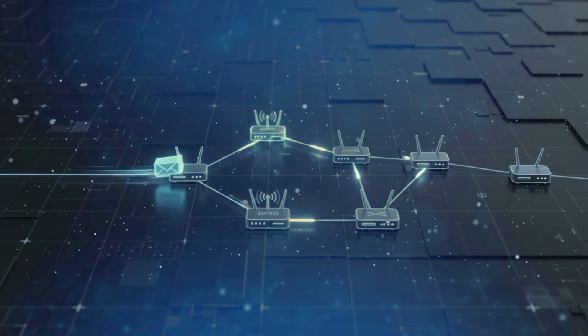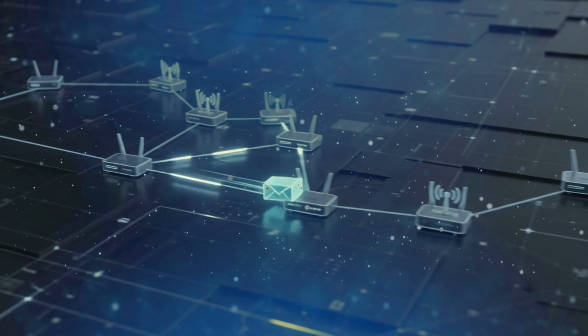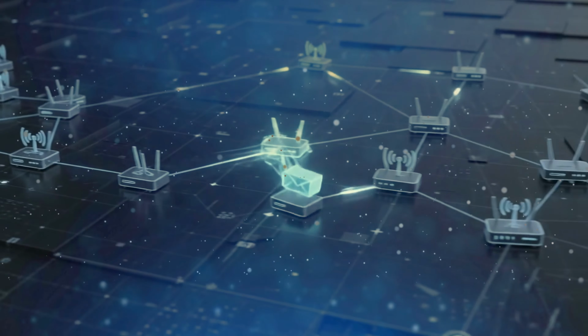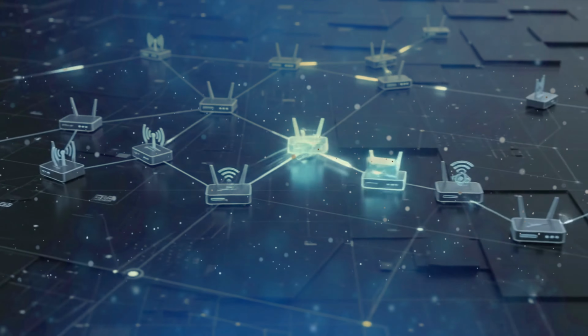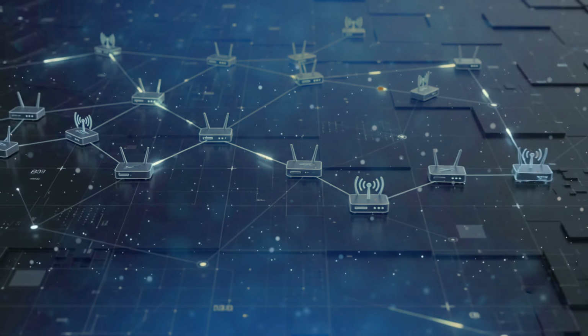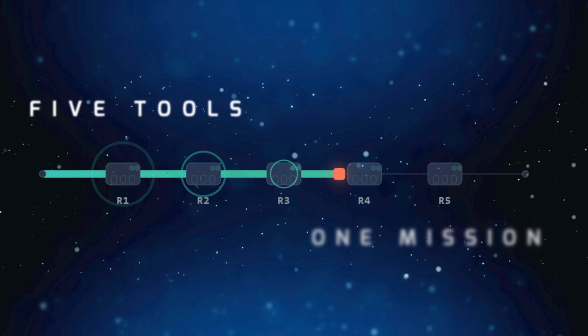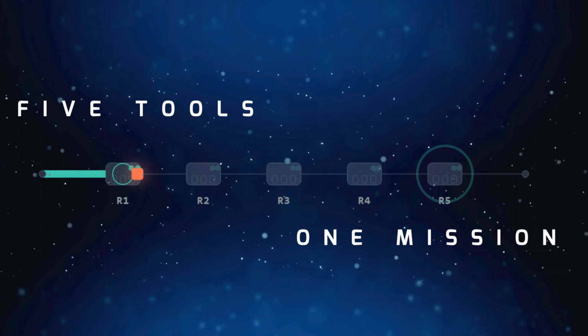Before a packet reaches its destination, it can cross networks and routers you never see, hop by hop. Those devices form a path between you and the destination. 5 tools, 1 mission. Map that entire path.